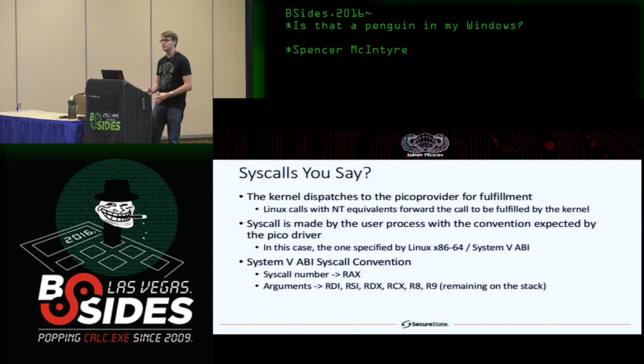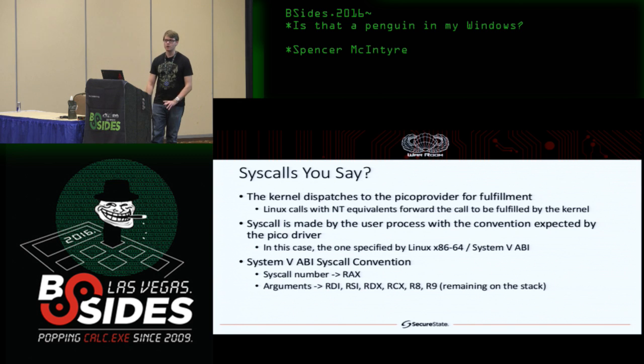Now, in certain conditions, the Windows kernel does not actually have an equivalent system call. And in those cases, LX core is going to fulfill it itself. So the point of this is that it's either going to translate the system call or it's going to fulfill it itself for all those 62.6% that are actually implemented.